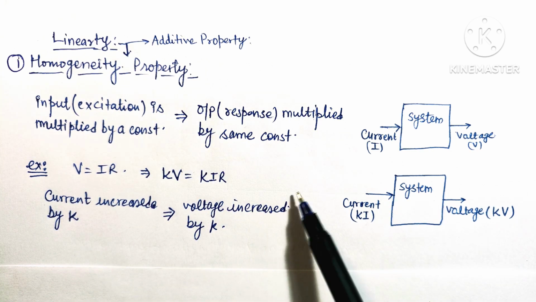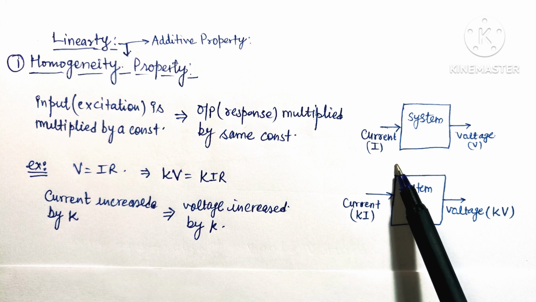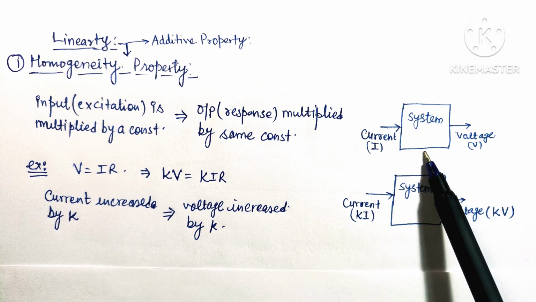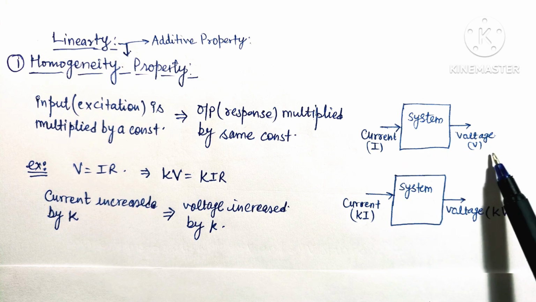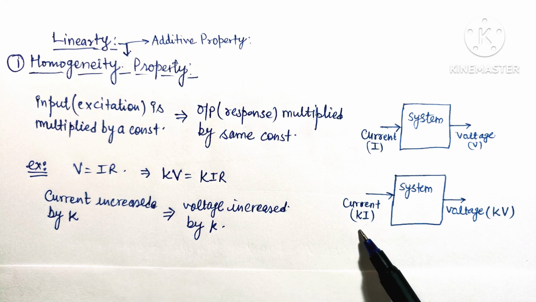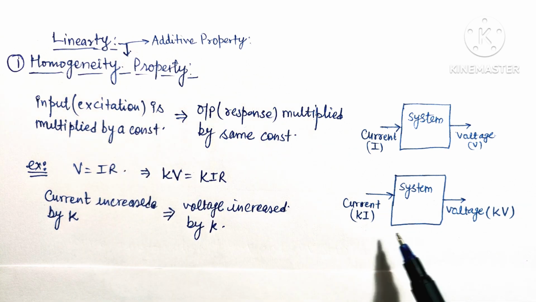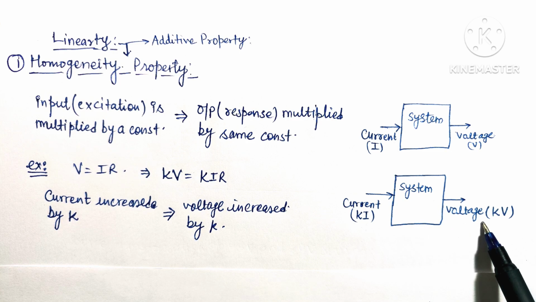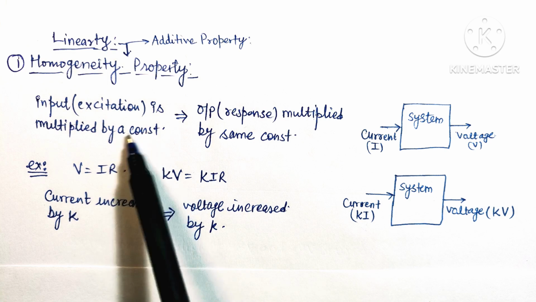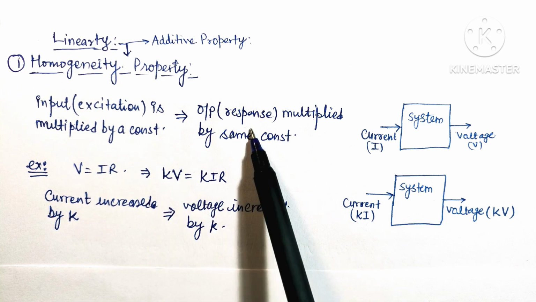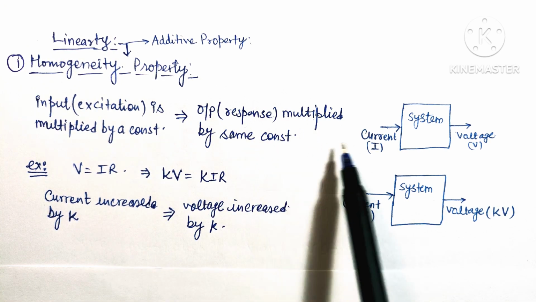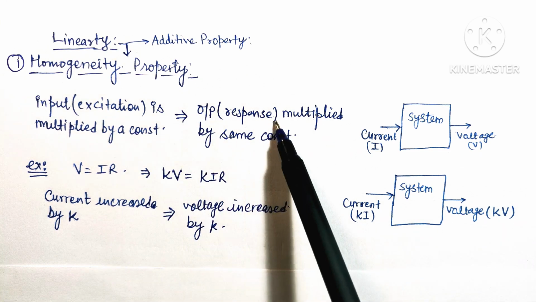According to this property, if we apply current I at the input and this system follows Ohm's law, then the output is voltage V. Now if we multiply the input by a constant K, then according to the homogeneity property, the output will also be multiplied by the constant K. So here we can see that if the input or excitation is multiplied by a constant, then the output or response will also be multiplied by the same constant. This is the homogeneity property.